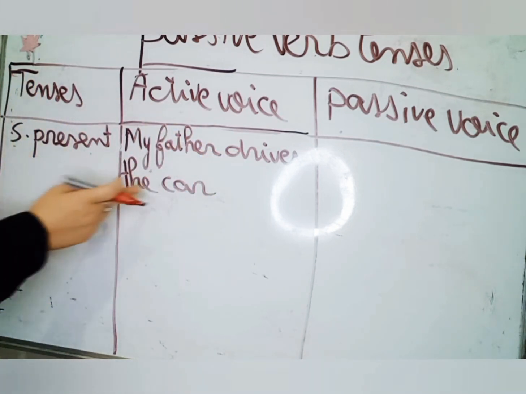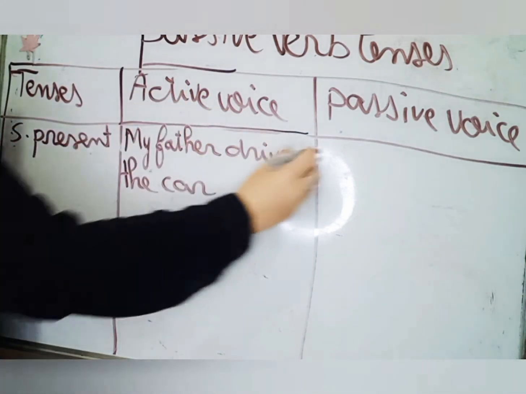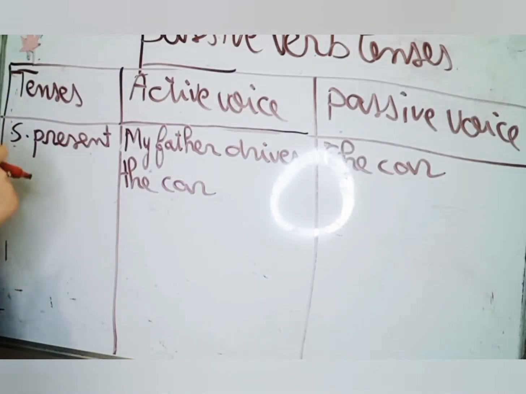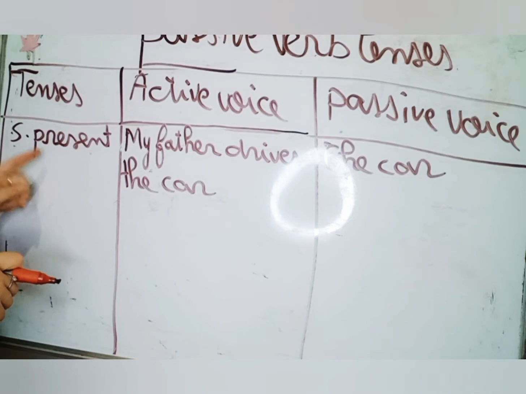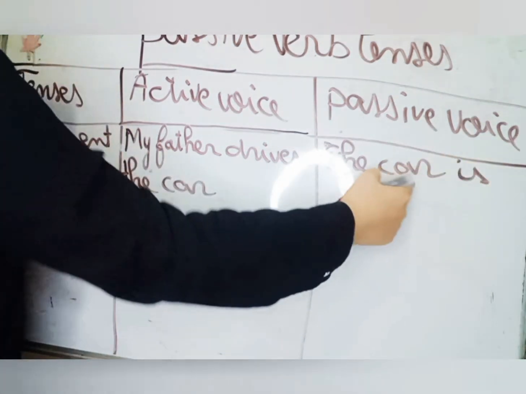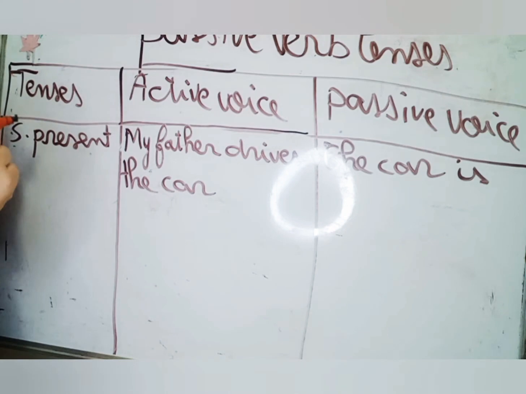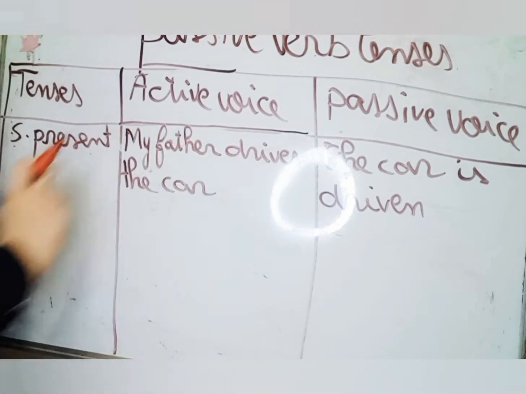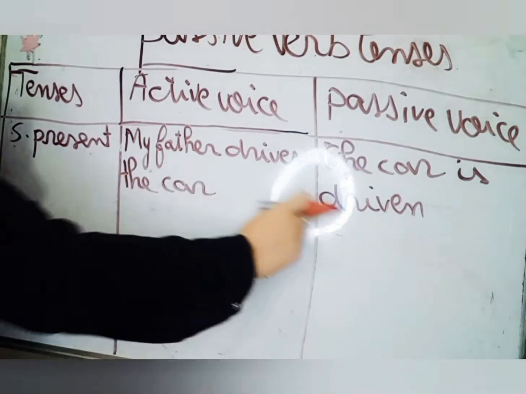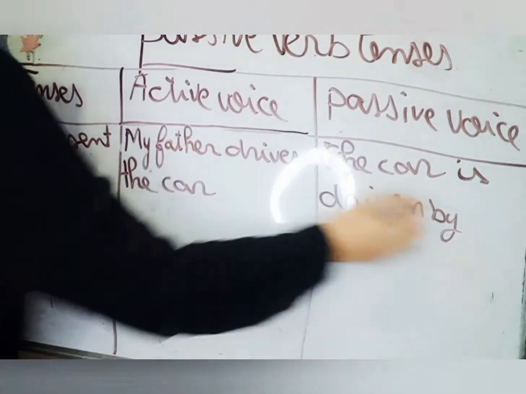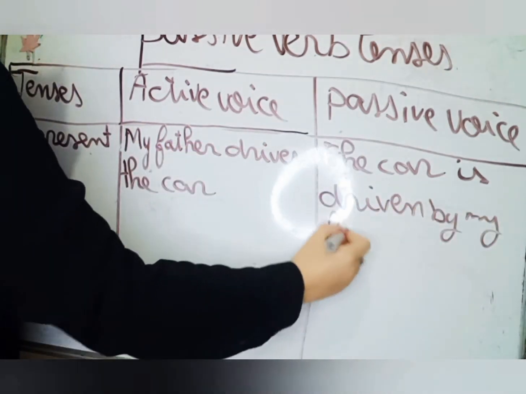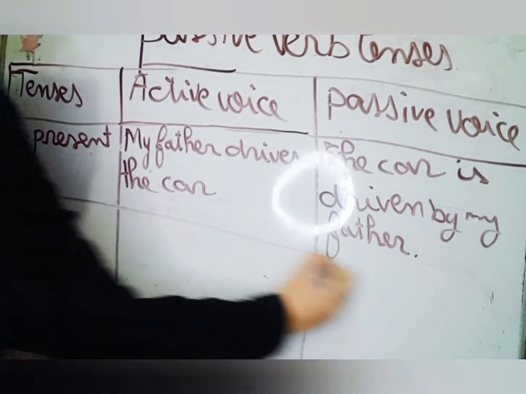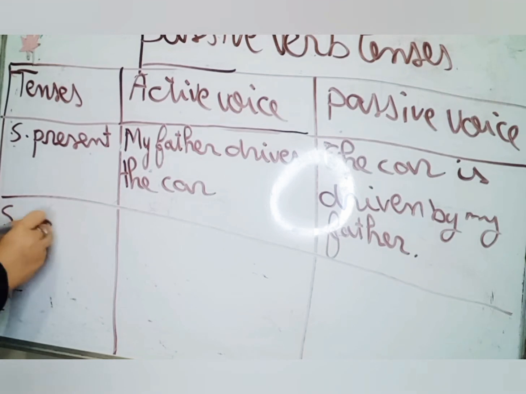نقلبوا أول حاجة. The object becomes subject, المفعول يولي فاعل. The car. We bring the verb to be in simple present, في الحاضر. Is, لأنه the car نعوضها ب it. The car is driven. هذا past participle تاع verb to drive. Driven by my father. That's it.